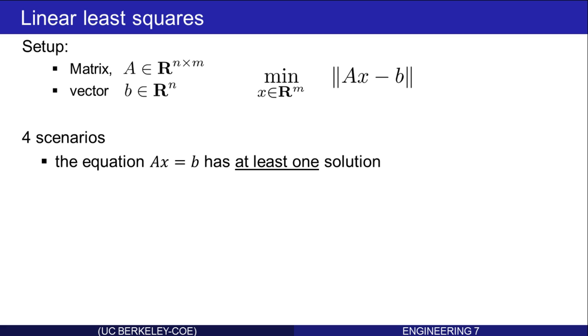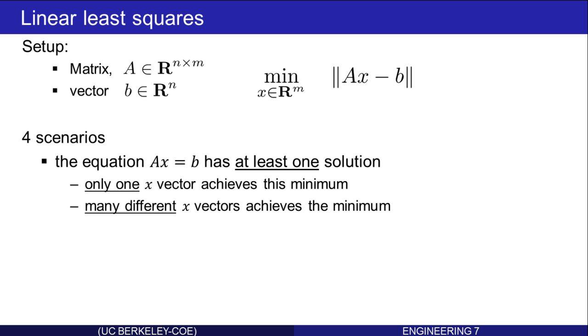1. The equation Ax equals b has at least one solution. Therefore, the minimum value of this norm mismatch is 0. It's possible that only one vector achieves this minimum. In other words, Ax equals b has a unique solution. Or it's possible that many different x vectors solve Ax equals b and hence achieve this minimum mismatch of 0.